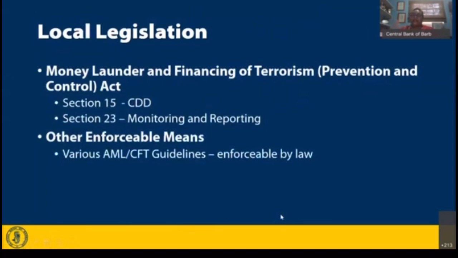So we spoke about the international framework. We spoke of the requirements of the FATF, and that drills down now to the local framework, because obviously every jurisdiction is different. Every jurisdiction has to comply with the requirements. So therefore, every jurisdiction has to set their own laws in relation to AML/CFT. And therefore, our framework speaks to the Money Laundering and Financing of Terrorism Prevention and Control Act. And the particular sections that deal with customer due diligence is section 15, and then section 23 speaks to monitoring and reporting.